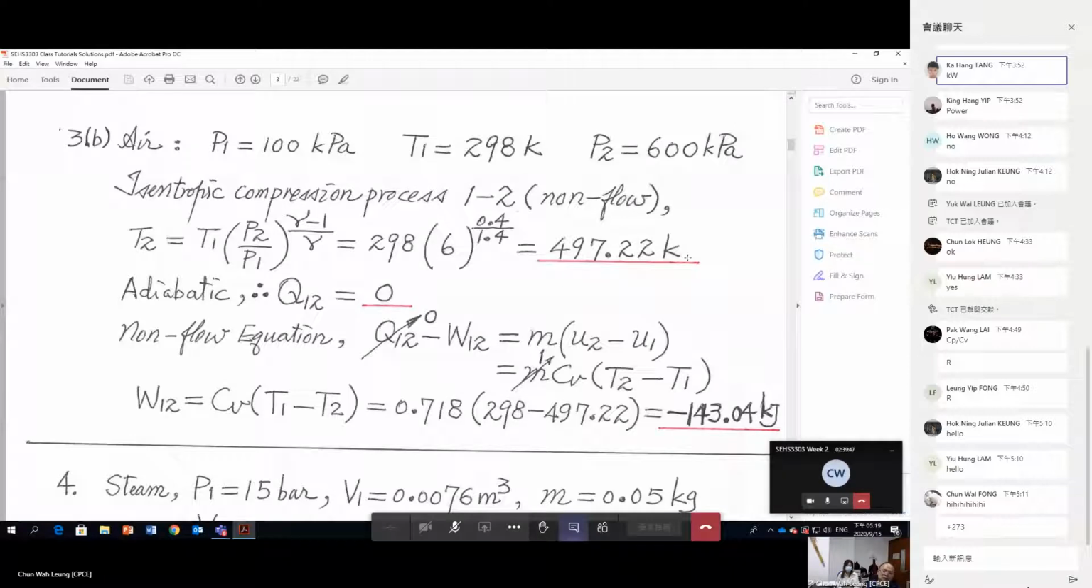Now, based on 呢兩個 equation 啦，我哋可以 deduce 得到 pressure 同 temperature 之間嘅關係。That is T2 over T1 equal P2 over P1 to the power gamma minus 1 over gamma. Right? P2 over P1 is 6. 600 over 100 is 6. Gamma 1.4. For air, it is always 1.4 for air. And then T1 is 298. Based on that, we can work out T2. Any problem?